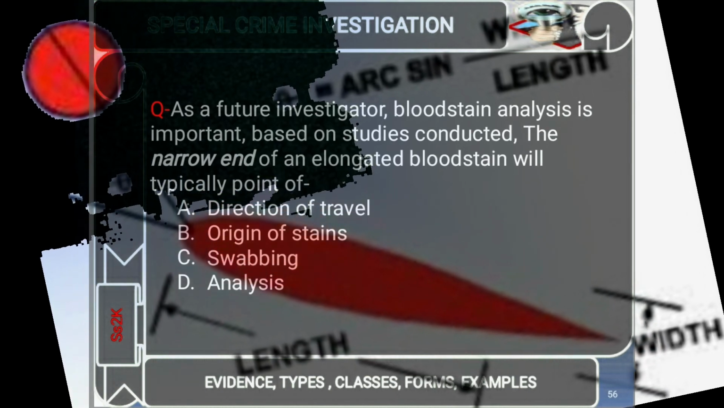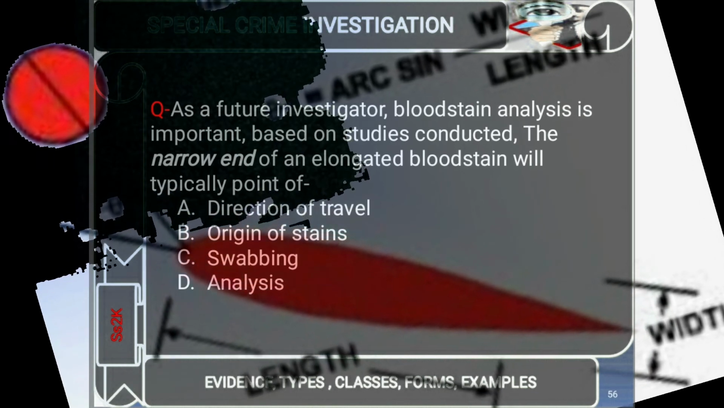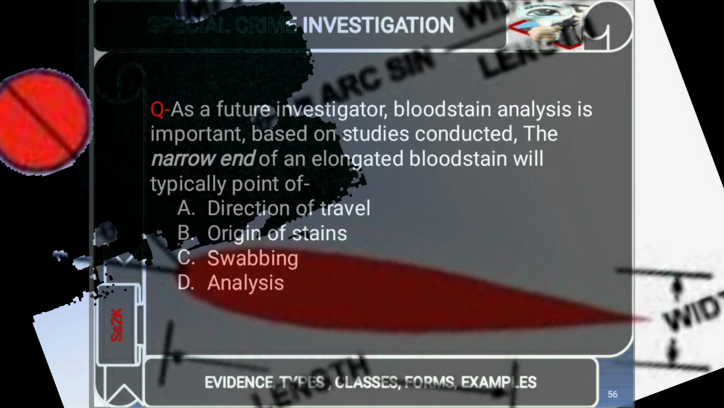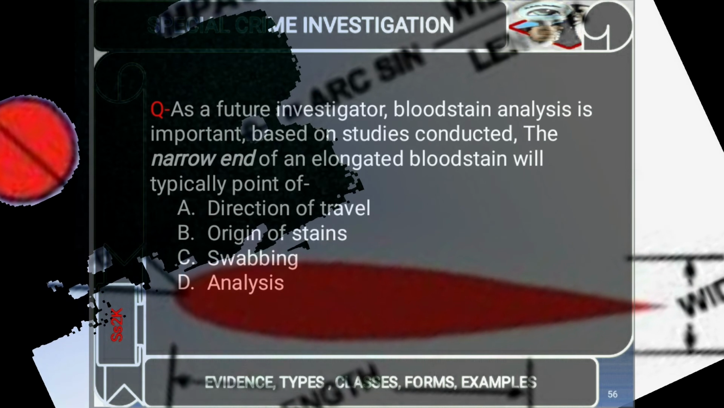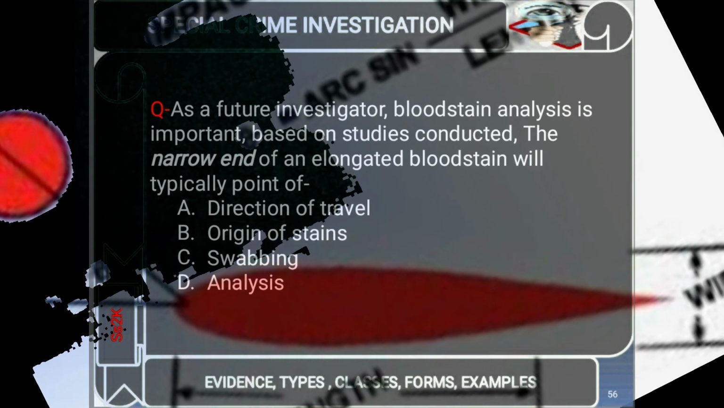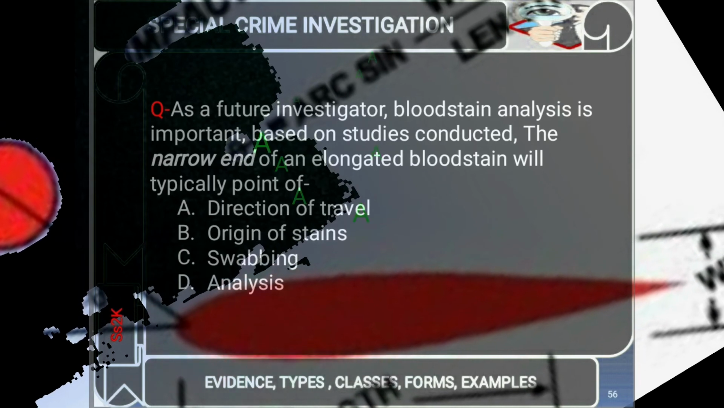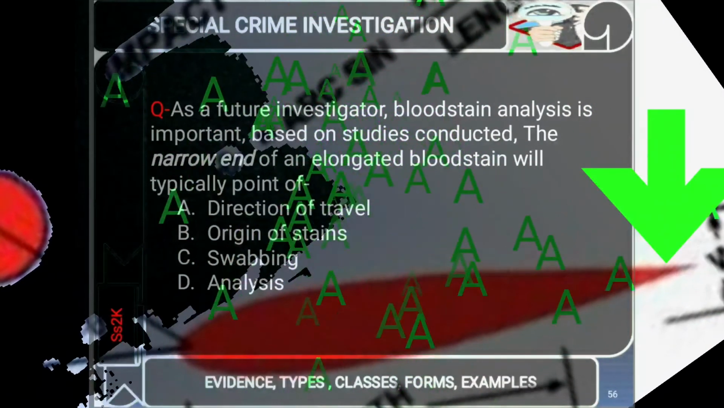Dahil importante po ito sa homicide investigation or any case which is related to homicide in the analysis at the crime scene. So, yung pong elongated blood stains, yung pong mas maliit na bahagi ay nagpapakita ng tinatawag na direction of travel, ladies and gentlemen.